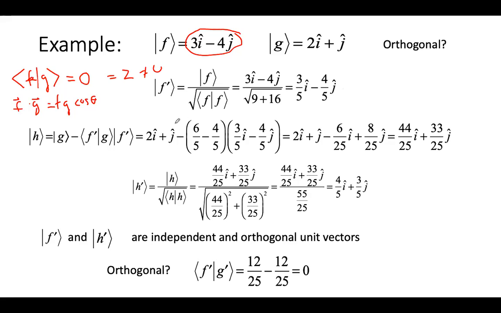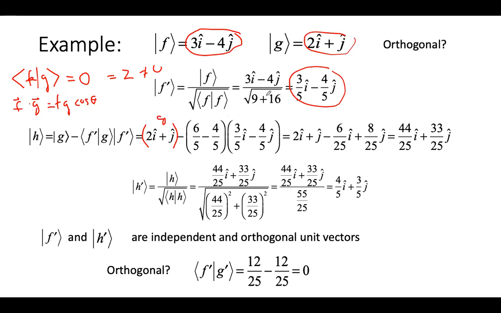Our next procedure said find the projection of the second vector G onto F prime, and of course multiply it by F prime as a unit vector, and then subtract that off of G. So I did that. There's G right there, right? And then I took the inner product, the dot product essentially, of F prime and G.